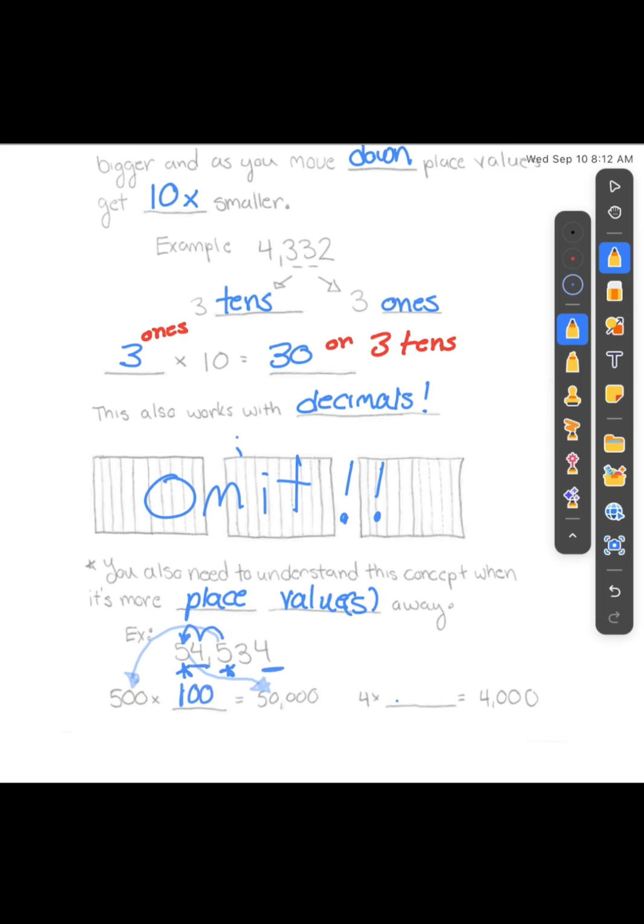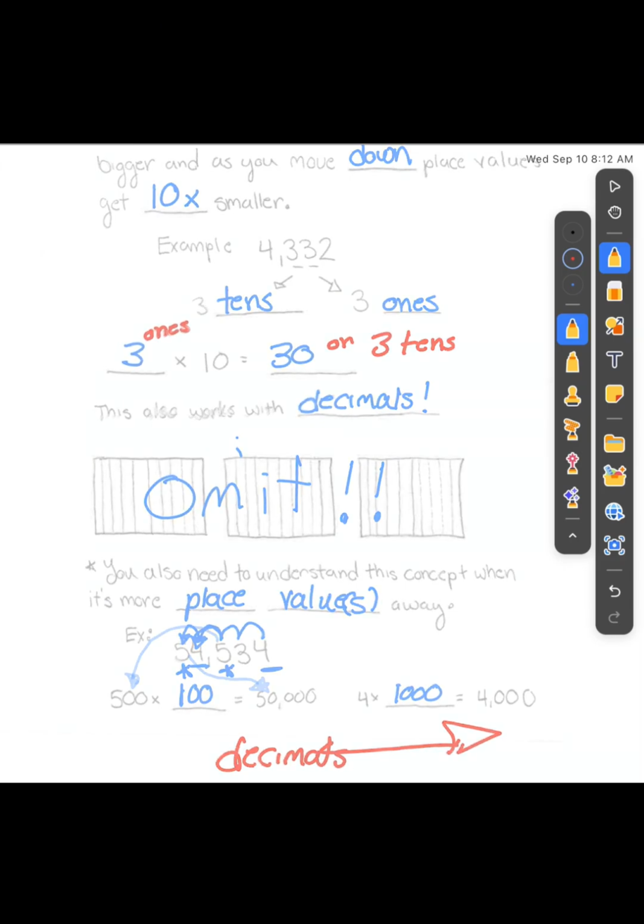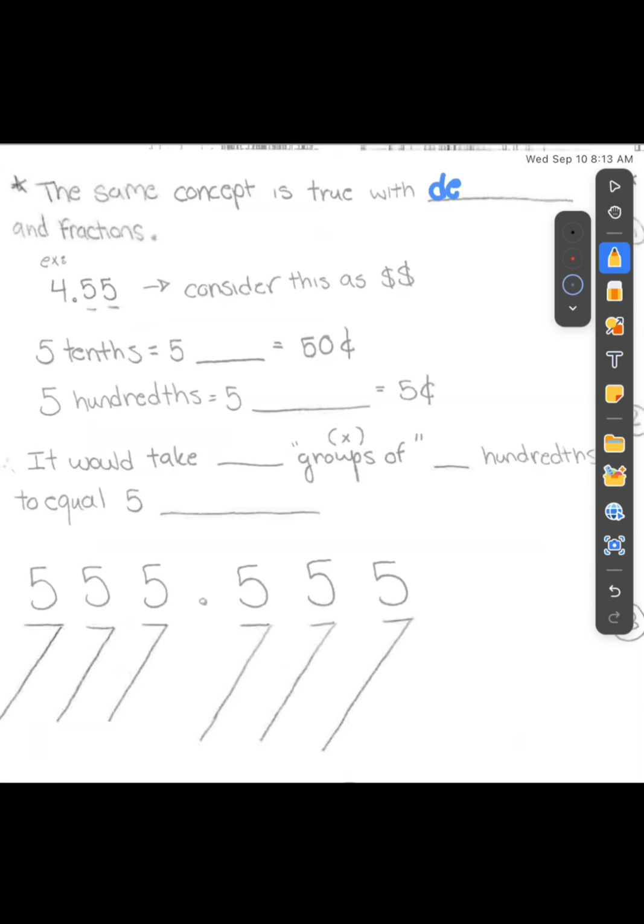Now let's look at the fours. You have a 4 in the thousands and a 4 in the ones. Since it takes 1, 2, 3 jumps, it is 1 with 3 zeros. It is 1,000 times bigger. Now let's look at it with decimals. The same concept is true whenever you're working with decimals or you're working with fractions.